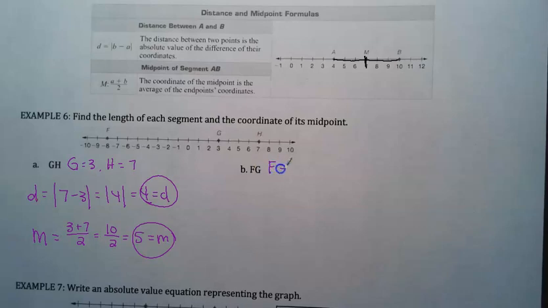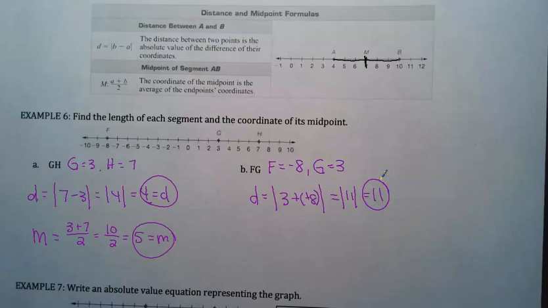Now we want to do FG. So F equals -8, and G equals 3. For our distance, again we're going to take the larger value. So we're going to do the absolute value of 3 minus -8. That's the same thing as plus a positive. So we're going to have the absolute value of 11, which is 11 for our distance.